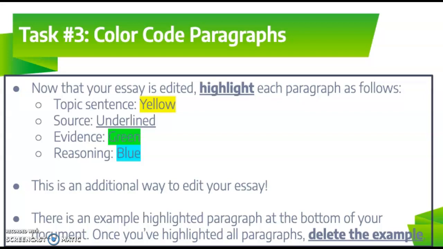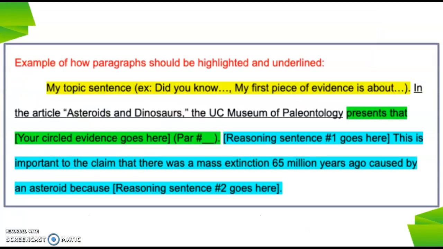If you notice there's an example at the bottom, once you're done, you can delete that example. The example looks like this right here. You'll notice the topic sentence is yellow, the underlined portion is the source, the green is the evidence, and the blue is the reasoning. So this is just an example. You should see this at the bottom of your mass extinction essay. Once you're done highlighting your whole essay, you're going to go ahead and delete that example.